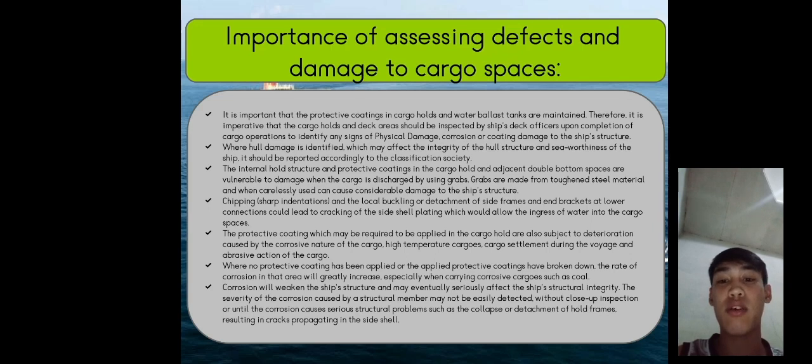The severity of the corrosion of a structural member may not be easily detected without close-up inspection or until the corrosion causes serious structural problems such as the collapse or detachment of the whole frames, resulting in cracks propagating in the side shell.